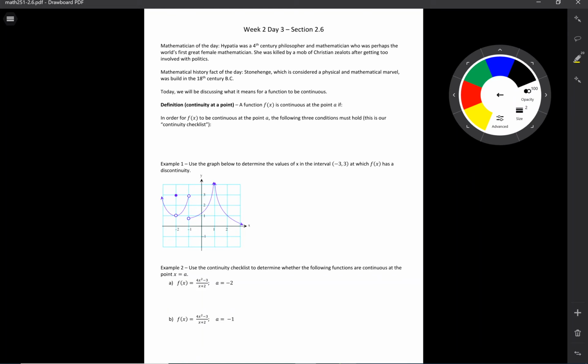But first, our mathematician of the day is Hypatia, who is my personal favorite mathematician. She was a 4th century philosopher and mathematician who was perhaps the world's first greatest female mathematician. She was killed by a mob of Christian zealots after getting too involved with politics. So that kind of stinks. I'm really glad that I don't live in the 4th century.